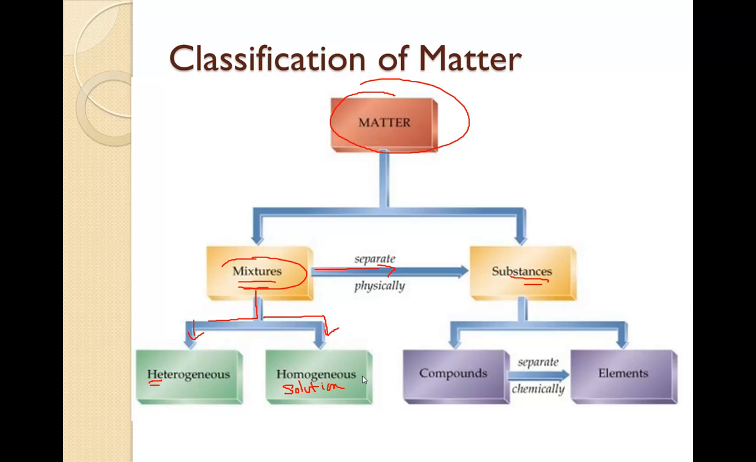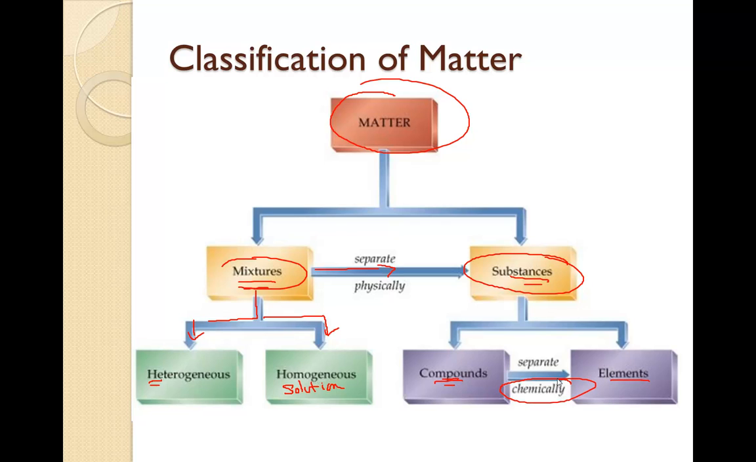If you look over here at substances, these are pure. They're either elements or compounds. The elements are single atoms. The compounds can be broken down into the elements, but you have to separate them chemically. You have to do a chemical reaction in order to make it break down.